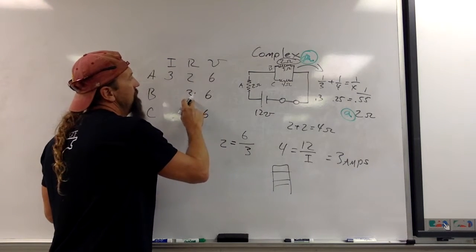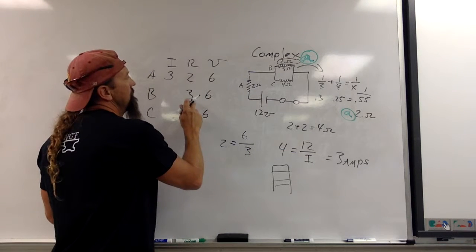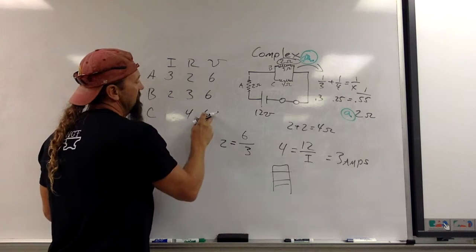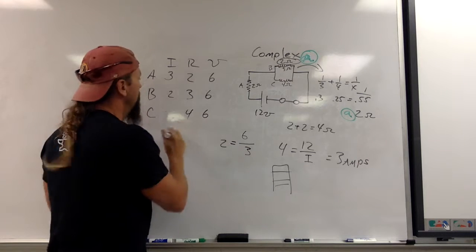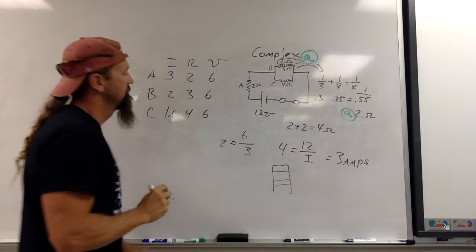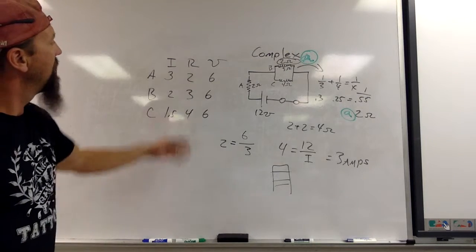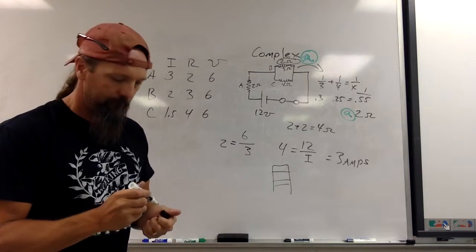6 divided by 3, because that's my voltage divided by resistance, is going to give me 2 amps. 6 divided by 4 is going to be 1.5. We're good. I have every chunk of information for everything in this problem.